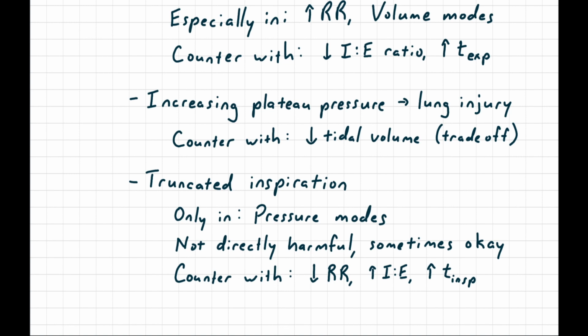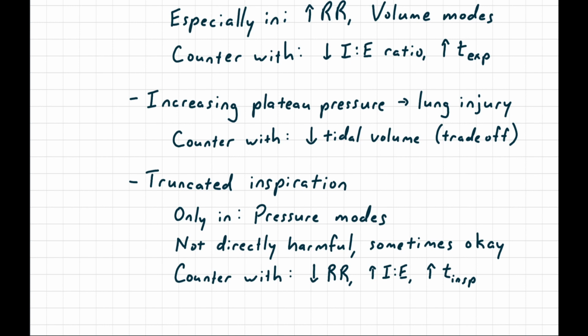Increasing plateau pressure is going to happen when you increase your tidal volume in a volume control mode. In most circumstances, you're trying to keep plateau pressure under 30 or 40 centimeters of water, depending on the patient and the situation. The risk of high plateau pressure is lung injury, which we'll talk about a little bit more next time and really get into when we talk about ARDS. The only way to get around this is by lowering tidal volume or PEEP, so it really is just a trade-off.